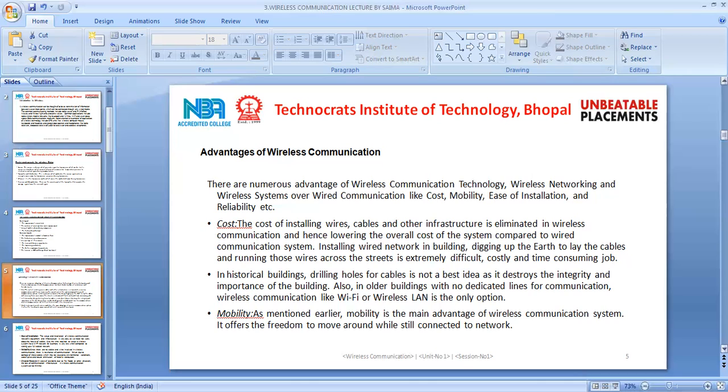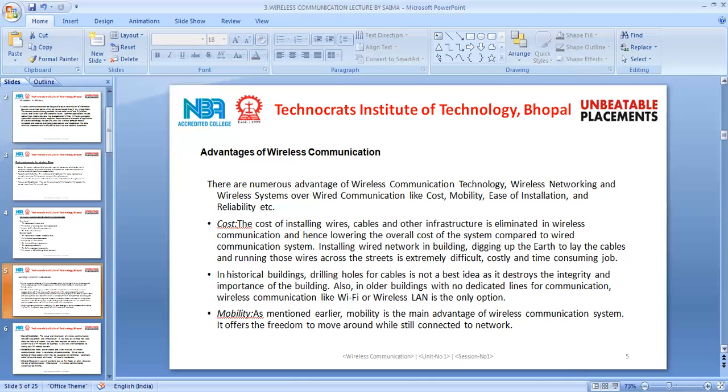And if we see some examples, in historical buildings, drilling holes for cable is not a good idea, as it destroys the integrity and importance of the building. Also in older buildings without new dedicated lines for communication, wireless communication like Wi-Fi or wireless LAN is the only option. So this is one of the most advantageous parts of this communication, that without destroying our old historical buildings, we can implement a new means of communication.